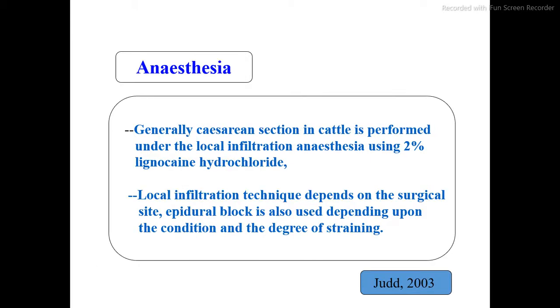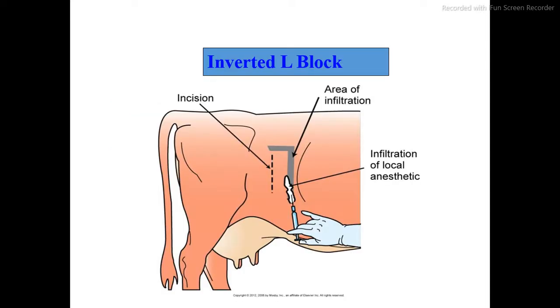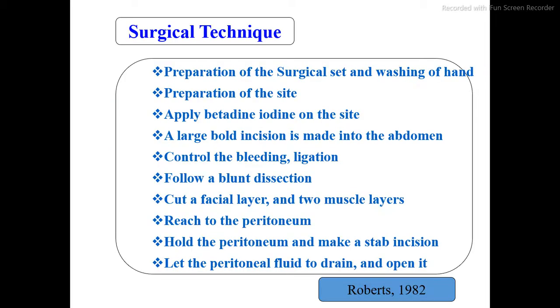Generally, cesarean section in cattle is performed under local infiltration anesthesia using 2% lignocaine hydrochloride. Local infiltration technique depends on the surgical site. Epidural block is also used depending upon the condition and the degree of straining. Judd, 2003. Anesthesia. 0.5 ml xylazine plus 2.5 ml lignocaine, 2%, via lower epidural route, C1-C2, for cows weighing 350 kg. Inverted L block with lignocaine. Inverted L block.